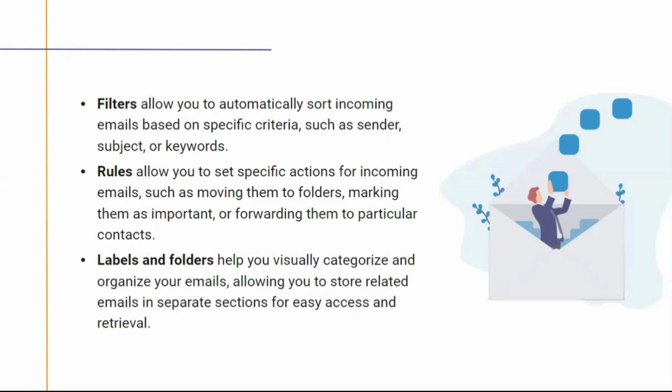Labels and folders help you visually categorize and organize your emails. You can assign email labels based on task. An example is health, finances, or people, such as family and friends, or even priority labels. Folders allow storing related emails in separate sections for easy access and retrieval. Every major email provider offers a suite of mechanisms designed to enhance your email experience.